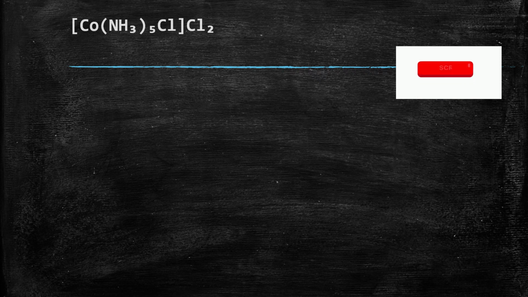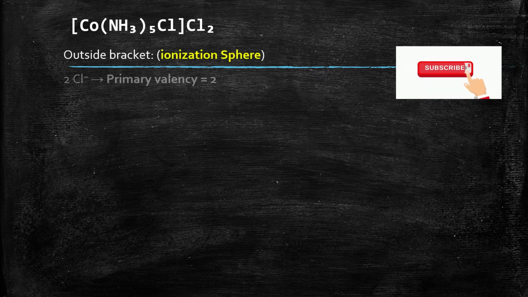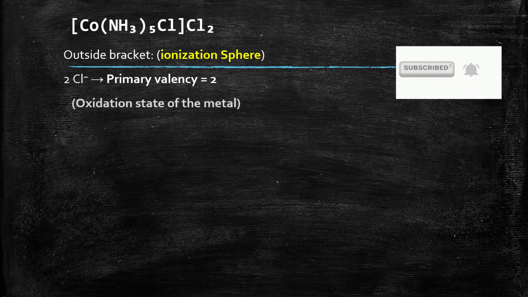Now see this compound and tell me how many primary valencies and secondary valencies there are in this compound. Here there are 2 primary valencies because 2 chloride ions are present outside the bracket, and for secondary valency, here 2 types of ligands are present.